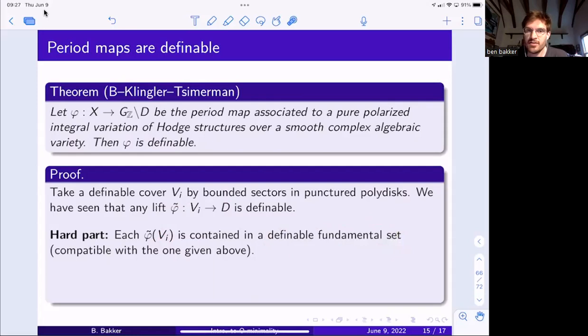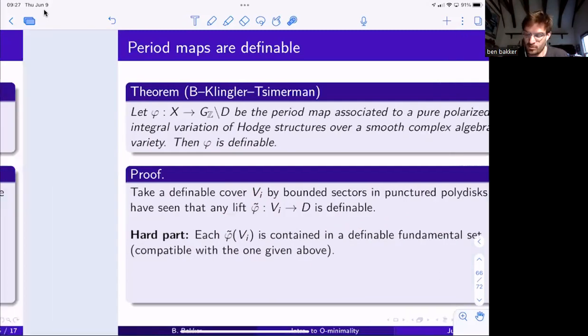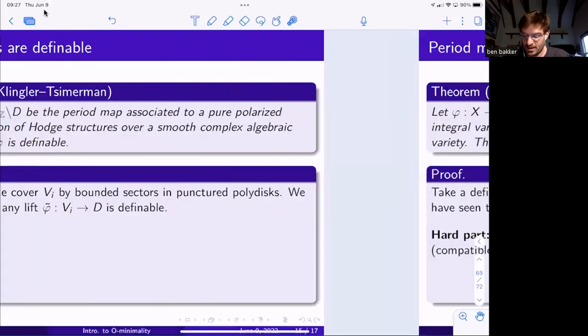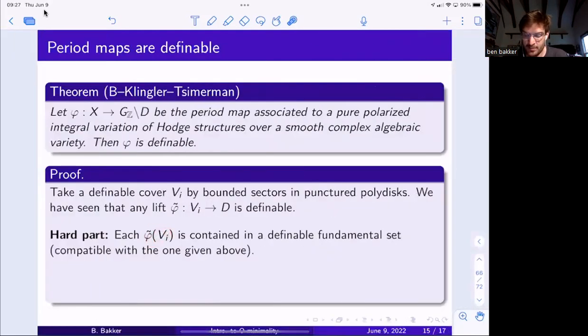Okay, so you see, there's quite a bit of difference between this function being definable as a map from VI to D versus being a map from VI to... how do I want to say this? This is maybe the best way to say this, it's getting at the fact that we need to also show that these intersections are definable. Okay, and this is related to showing that these images can be contained in a single fundamental set.